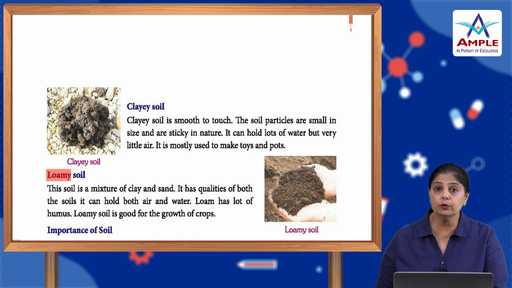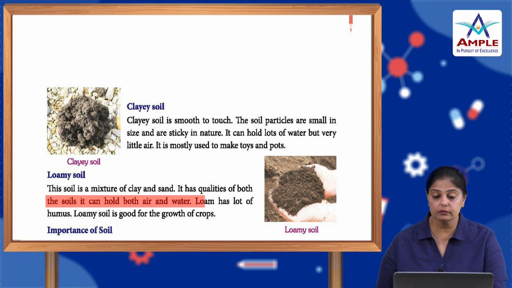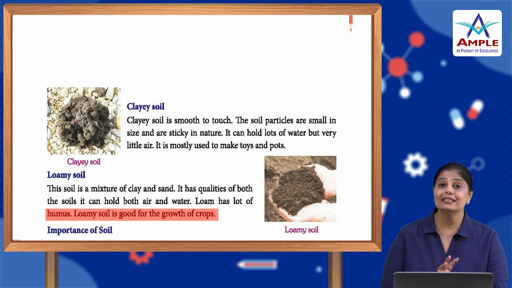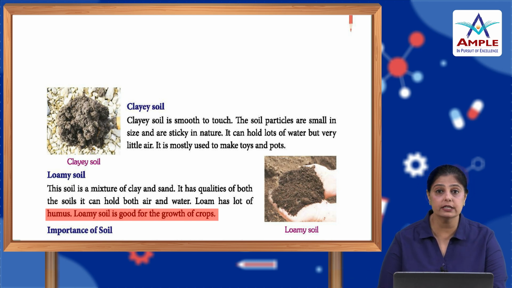Now, what is loamy soil? This soil is a mixture of clay and sand. When clay and sand both are mixed together, it becomes loamy soil. It has qualities of both the soils. It can hold both air and water. Loam has a lot of humus in it. Loamy soil is good for the growth of crops. So, a soil which is a combination of sandy and clay soil is known as loamy soil, which is good for the growth of crops because it has the qualities that are required for crop growth.